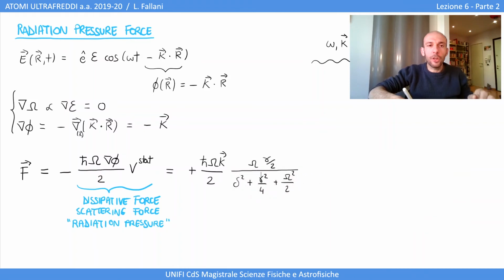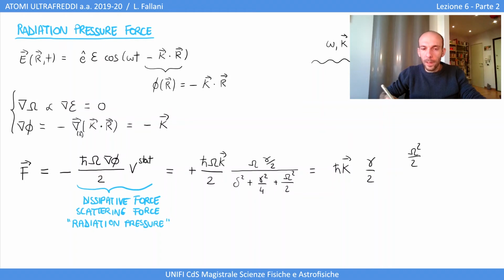Okay, so this is the radiation pressure force from a single plane wave that interacts with the atom. And let me rewrite it just with some cosmetic corrections. Let me isolate here the term h bar k. Then we have gamma half, and then we have omega square half divided by delta square plus gamma square divided by 4 plus omega square half.